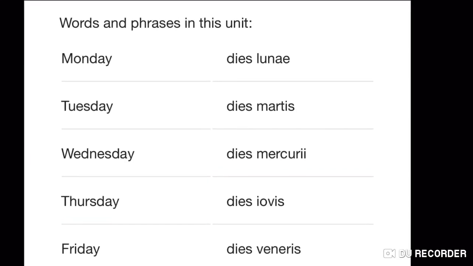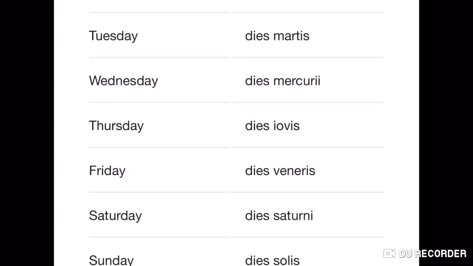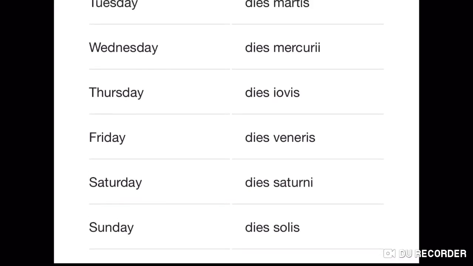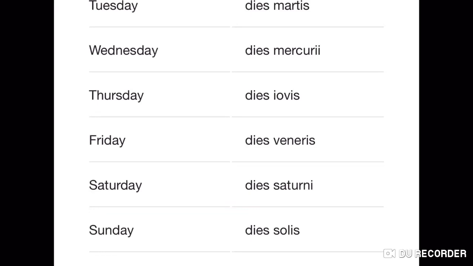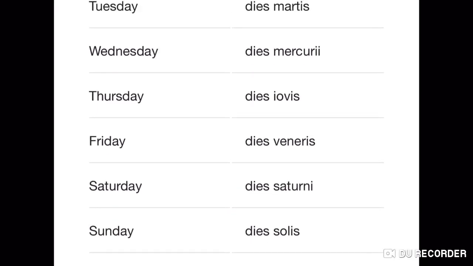Days of the week. Monday, dies Lunae, the day of the moon. Tuesday, dies Martis, the day of Mars. Wednesday, dies Mercurii, the day of Mercury. Thursday, dies Iovis, the day of Thor or Jupiter. Friday, dies Veneris, the day of Venus. Saturday, dies Saturni, the day of Saturn, and Sunday, dies Solis, the day of the sun.